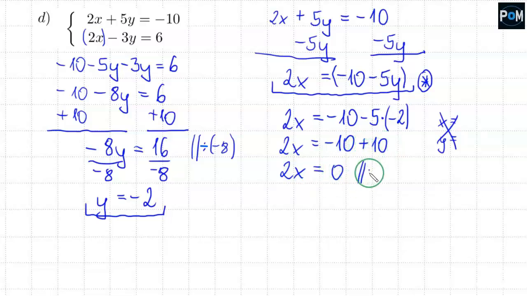So I divide everything by 2. And it turns out that x is equal 0 divided by 2, which is 0. And that's the result for my example D.